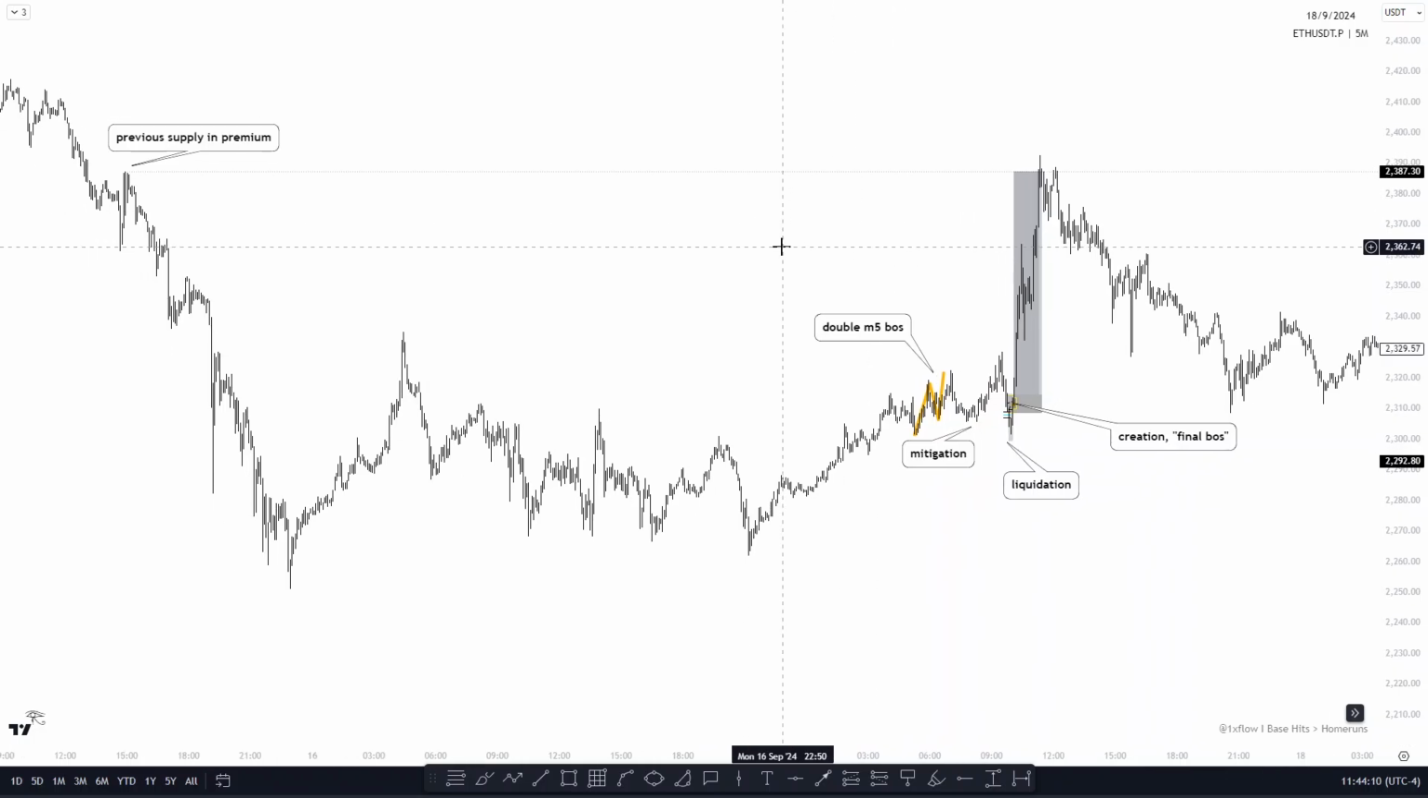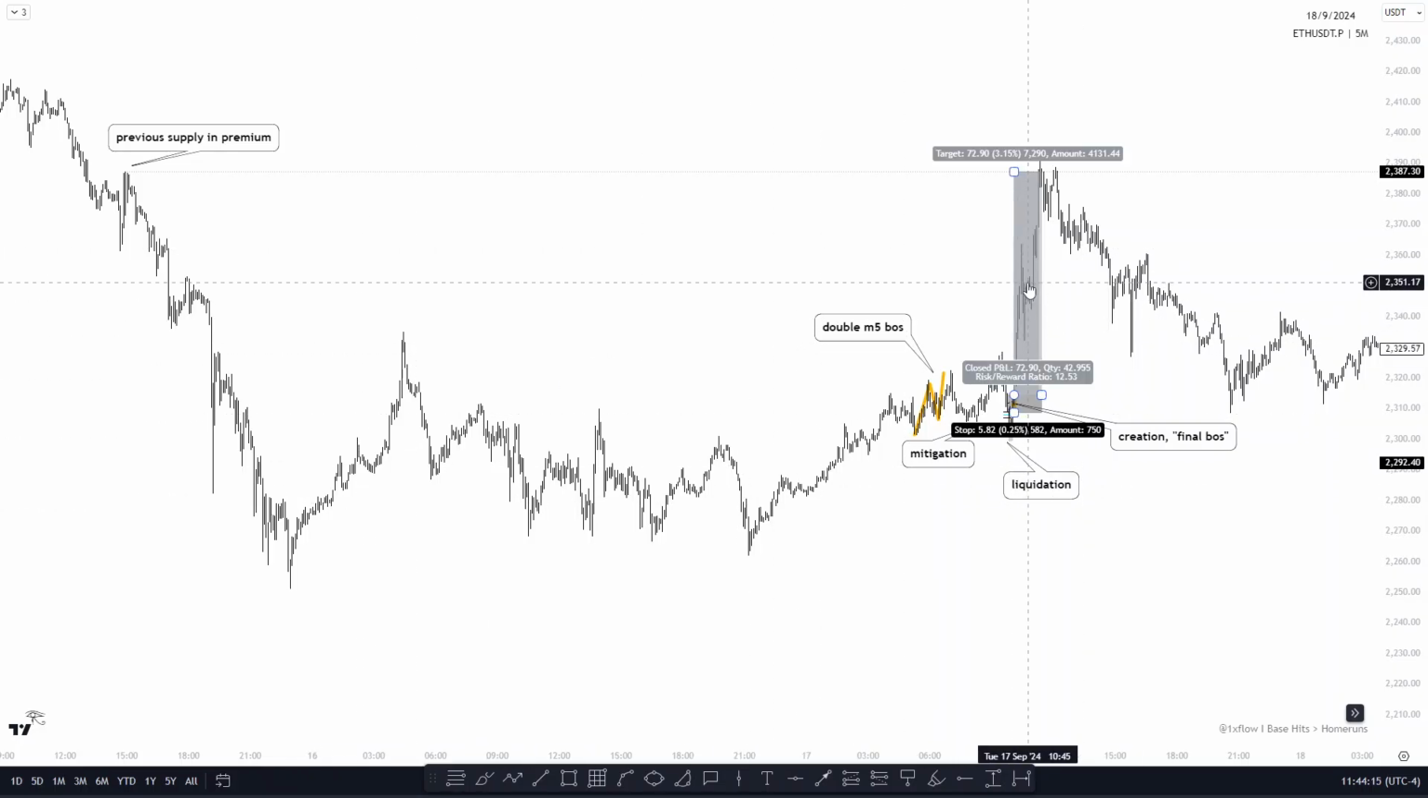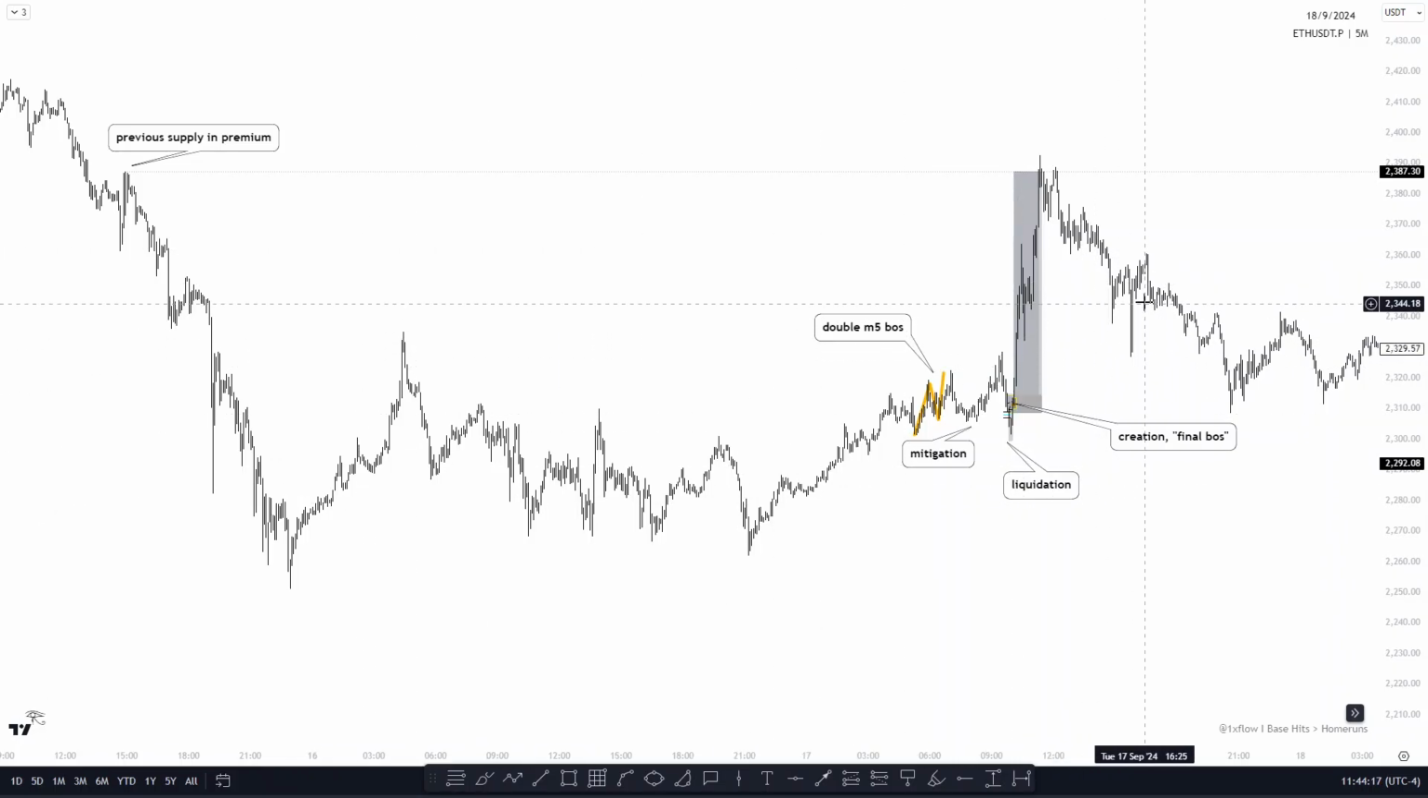Let's just go ahead and get right into it now. Understanding we had a 12-hour trade that was taken yesterday, 12.5, I believe. And we're just going to go ahead and talk about it now. So what we had yesterday was a double M5 break of structure to the upside.